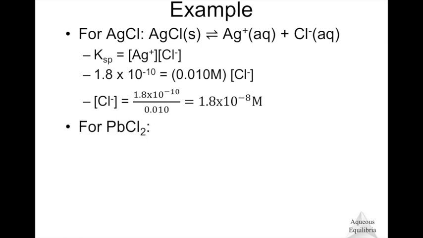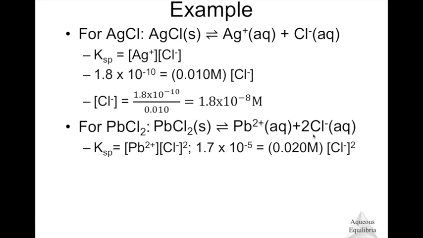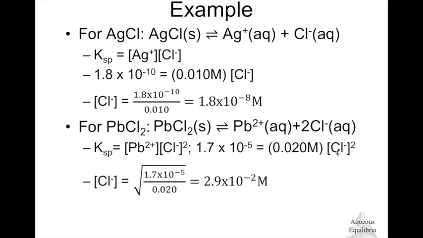Similarly, lead chloride is going to dissociate into lead ion and 2 chloride ions. And so your expression should be a little bit different because the Cl is going to be squared, but the same principle still applies. You're going to take the KSP they gave you and set it equal to your equilibrium expression, plug in what you have. This is your unknown Cl minus. Solve for Cl minus: it is 2.9 times 10 to the minus 2 molar. So that's the amount that it's going to take for those solids to start to precipitate.